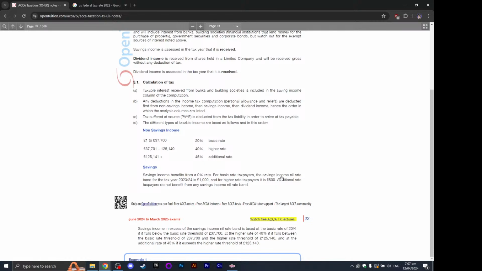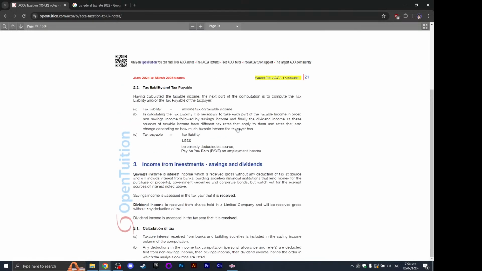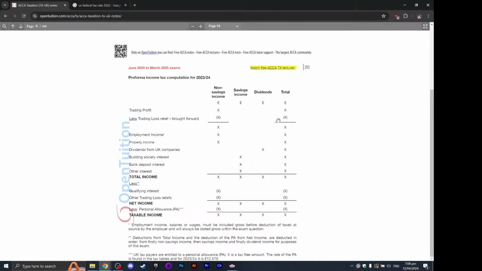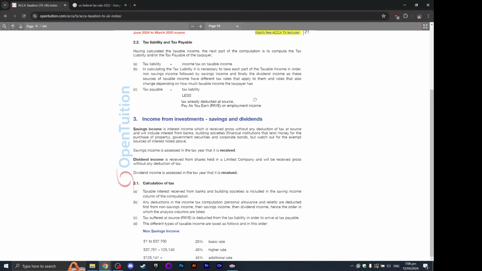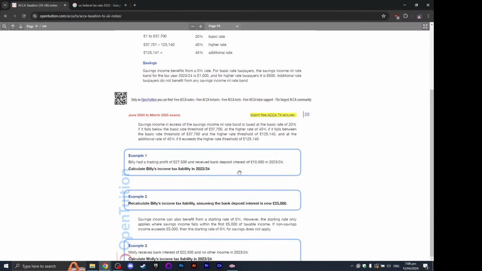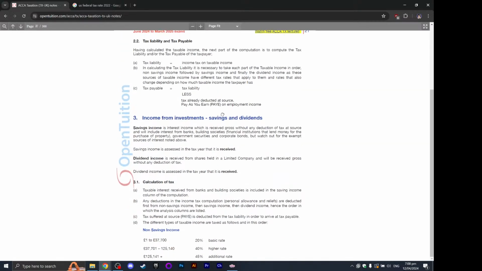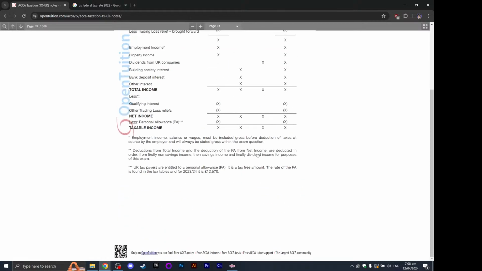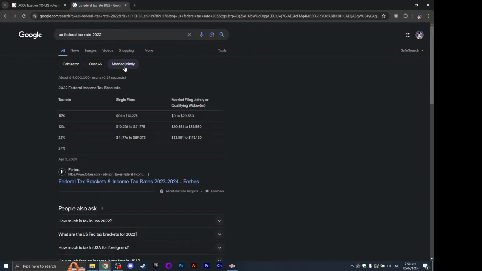Okay, the savings income nil rate band for the tax year is £1,000. For higher rate taxpayers, £500. Additional rate taxpayers do not benefit from any savings income nil rate band. I actually don't remember what those mean. I should look at the calculations. Then, of course, after that, dividends are, I think, 12%. Yeah, that'll give you a basic idea of how UK taxation is calculated. But let's look at the Philippine tax rate.